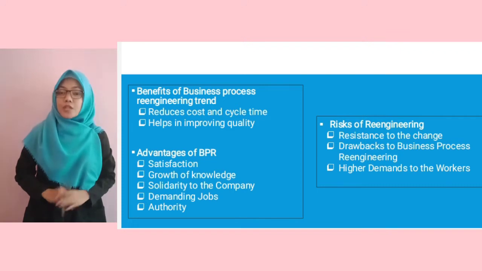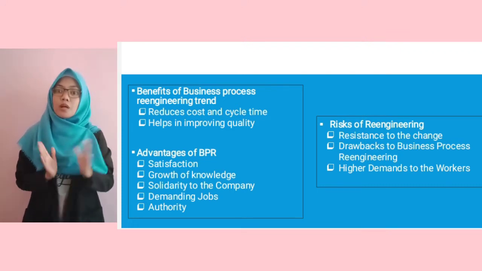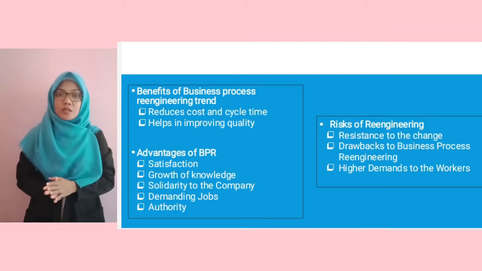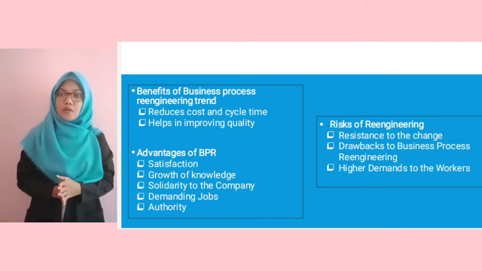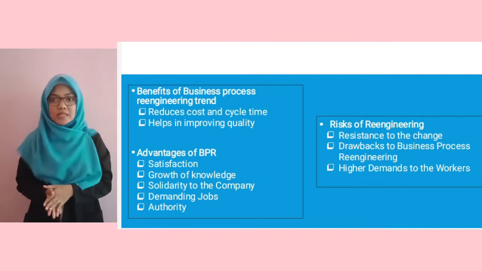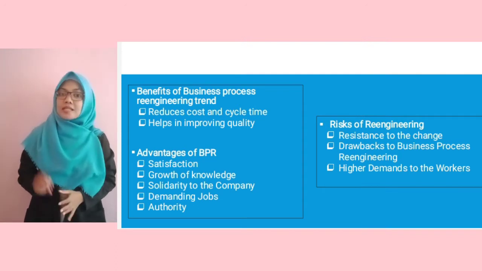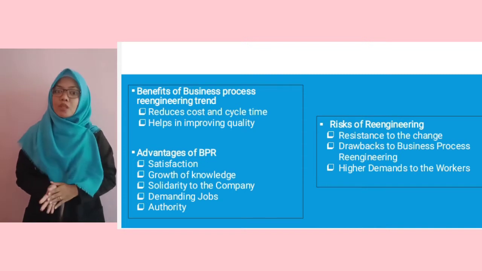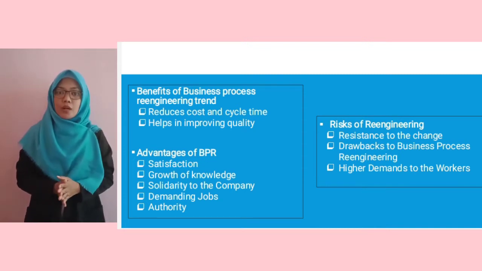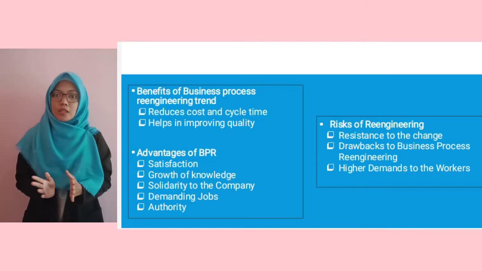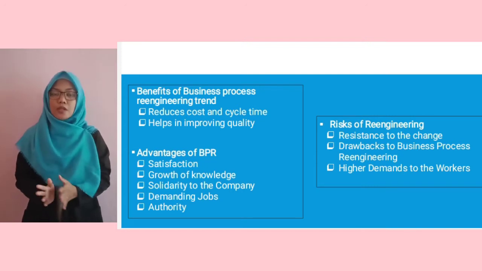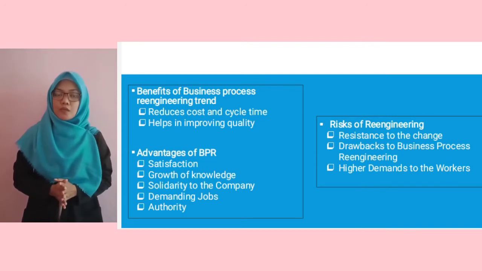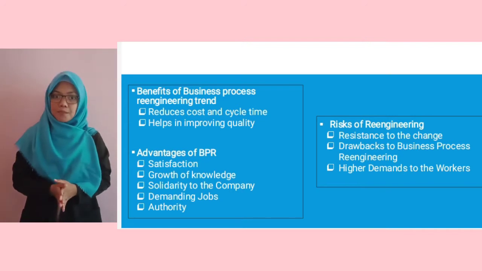Second, risk of reengineering. One, resistance to change. Employees will be most concerned about their job status in the reengineering. They will often show this by promoting opposition to the plan. Second, drawbacks to business process reengineering. Unfortunately, many companies implement BPR as a fad, forgetting completely about the people involved. BPR will not be successful if the company flounders.